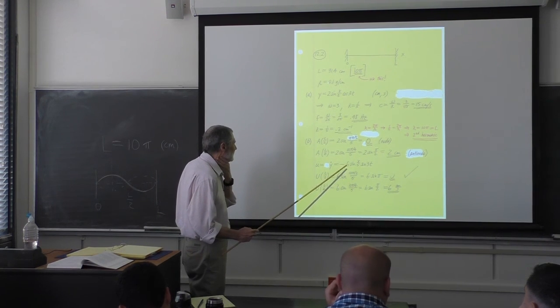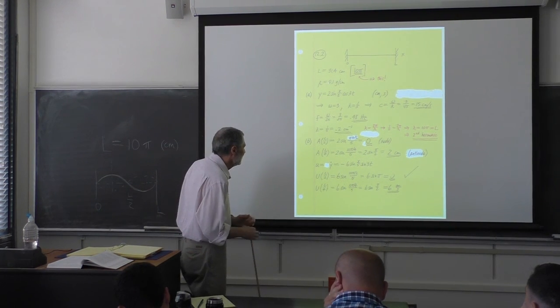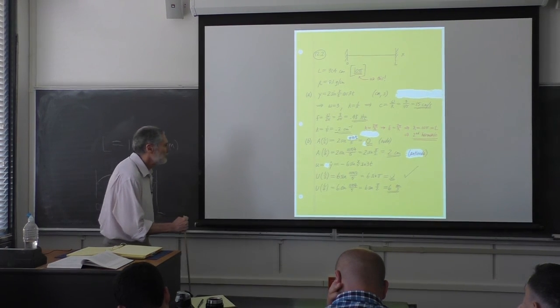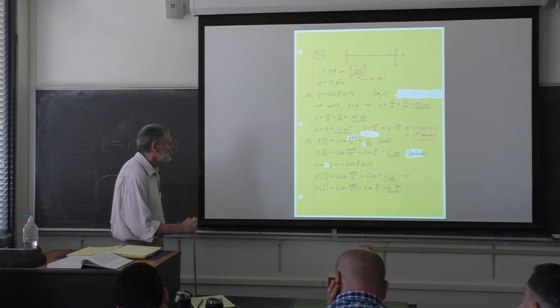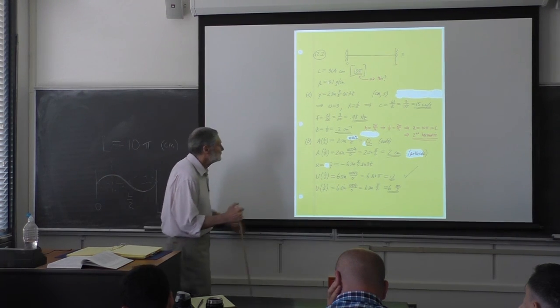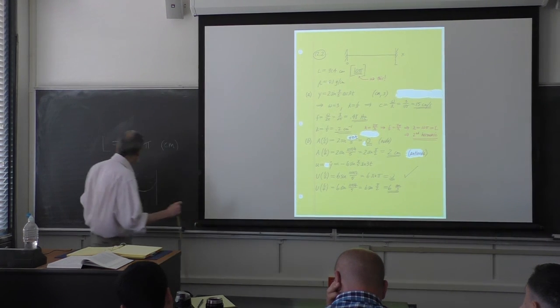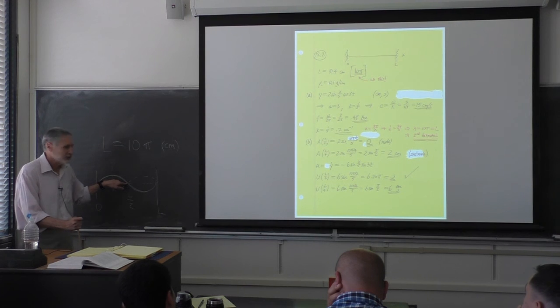What about the, don't they ask us for the velocity? Yeah. Oh, so they do, yeah. So obviously at the midpoint there, the velocity amplitude is 0.